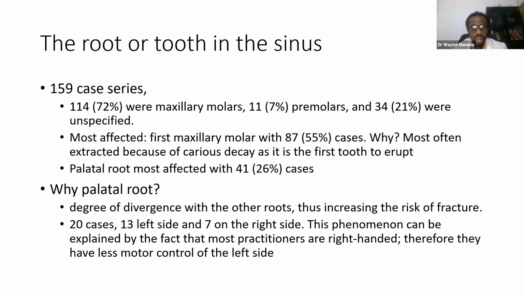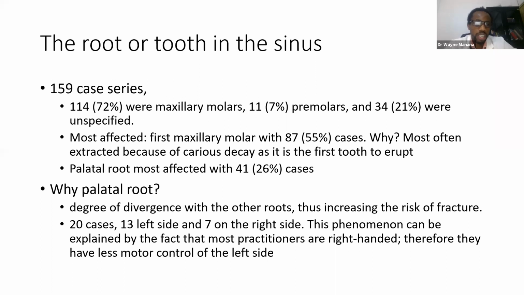Why the first molar is more prone to moving either the root or the whole tooth into the sinus is because it's the most often extracted because of carious decay, as it is the first tooth to erupt. And by the time it erupts at the age of 7, most children at that time are not conscious in terms of their dental hygiene, so they end up with cavities.